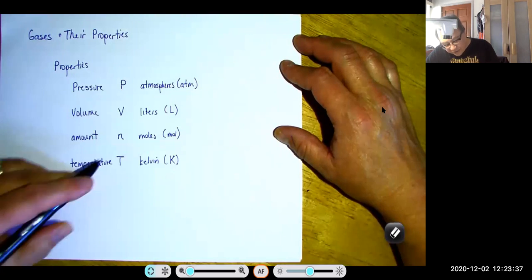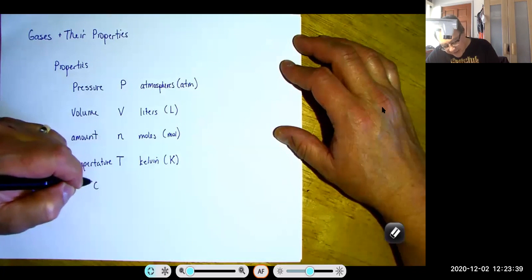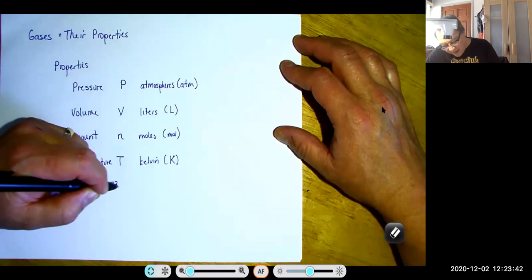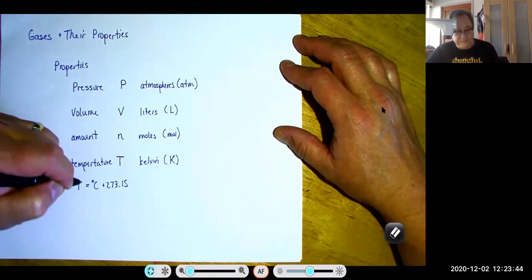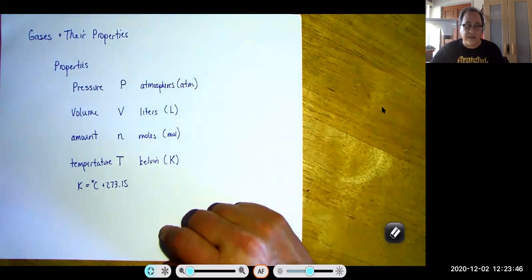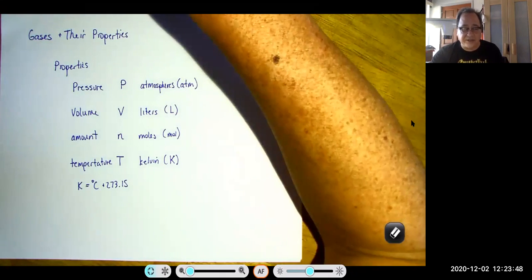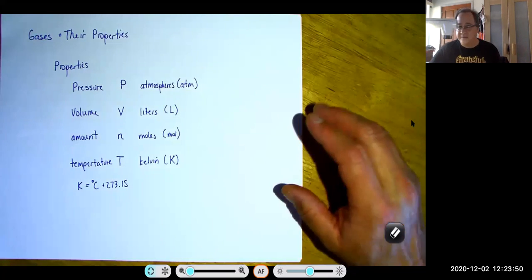So what that means is you have to take your degrees Celsius and add 273.15 to get your Kelvin. So whenever you're given a Celsius temperature, convert it right away.